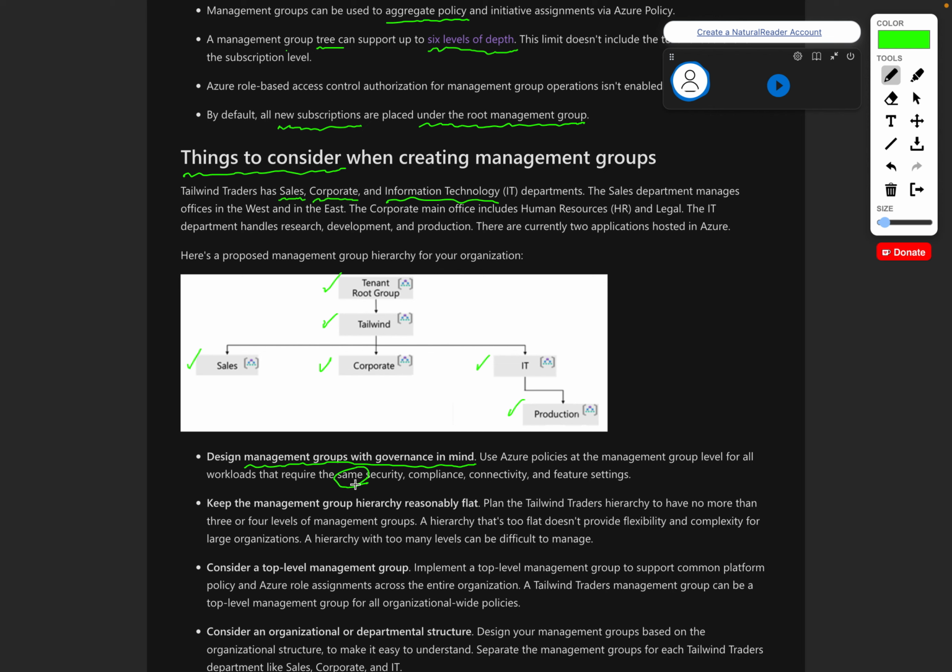And then the word same probably is important here. So same security, same compliance, same connectivity, and same feature setting. When we have such a requirement in the scenario, then probably using a management group is applicable. Use Azure policies at the management group level for all workloads.